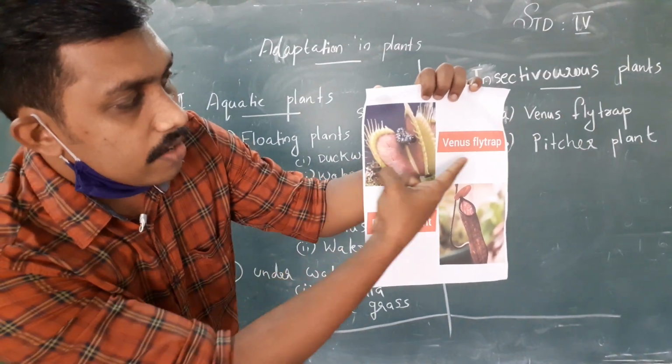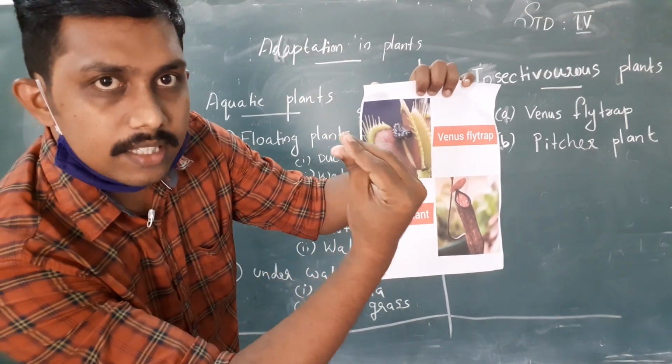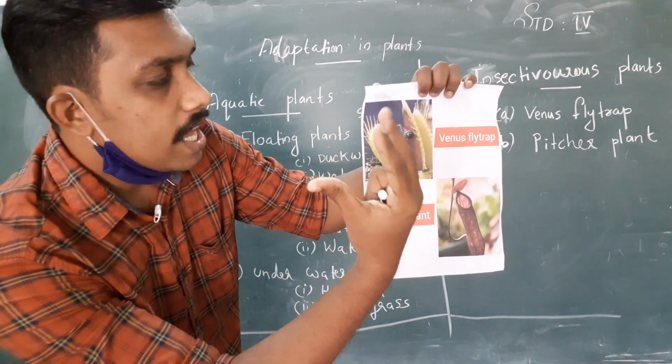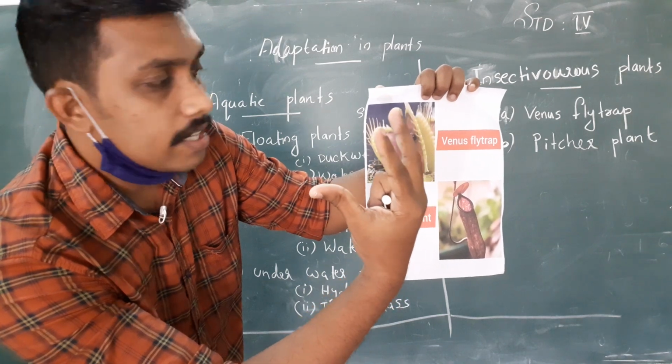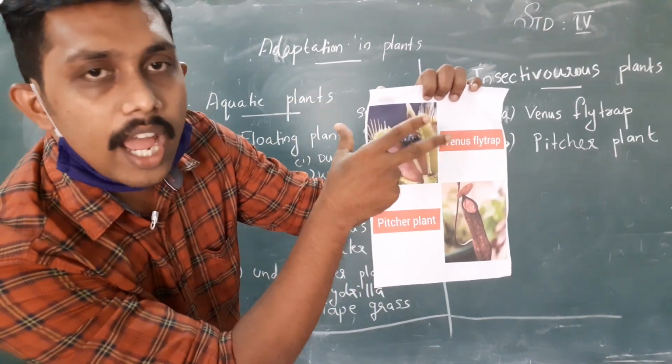You can see the Venus flytrap has a hinge-like structure. The leaves are box-like and hinge-like. When the insect goes inside, it traps the insect.